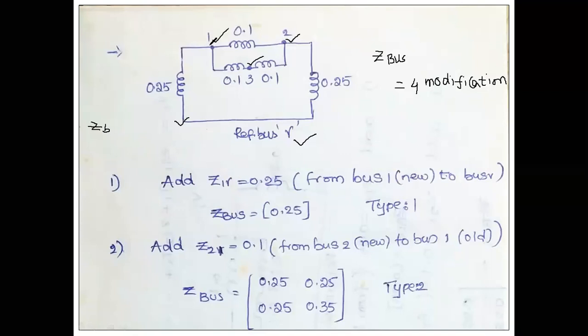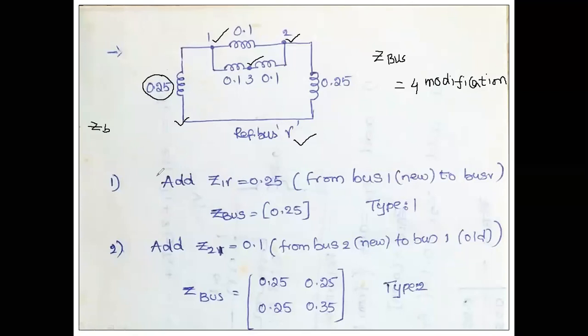Now, what is the new bus here? The reference bus R is already given, already considered. In this particular case, we are considering bus number 1 as a new bus. So basically it is a type 1 modification. In between bus number 1 and the reference bus, we are adding this 0.25. This is the additional branch impedance connected in between bus number 1 and R.